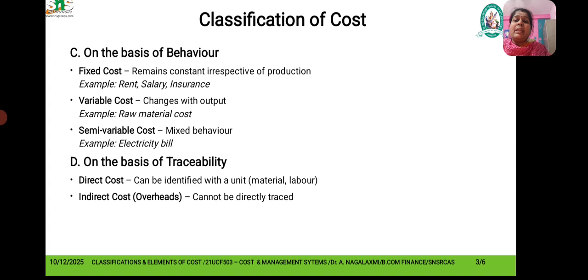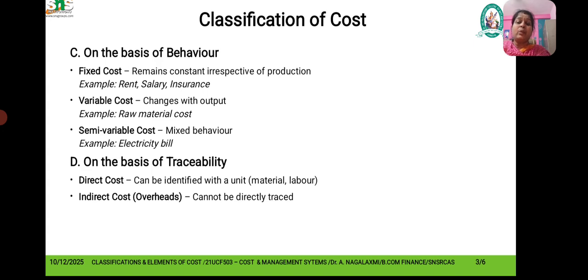Semi-variable cost is a mixed behavior of fixed cost and variable cost. That is the electricity bill. If we produce more products, then machinery has to run for a long period, lighting, everything will be there. So it directly affects the electricity bill. When the production is less, it is vice versa. That is said to be semi-variable cost. So it is on the basis of behavior.